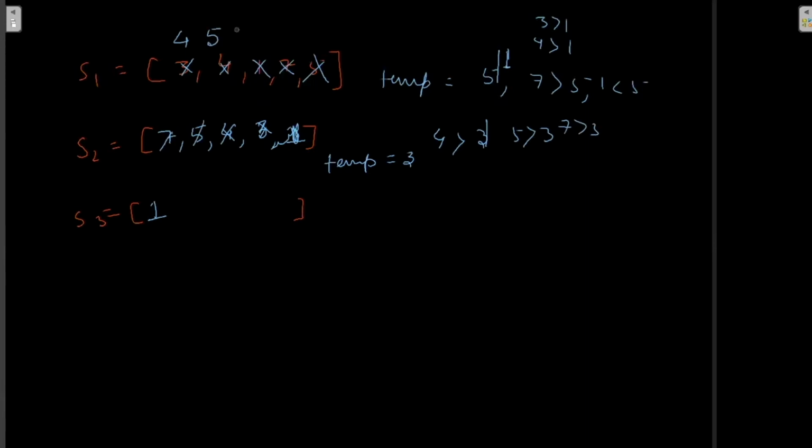When S2 is empty, then I will put the value of temp into S3 again. Then 3 will come here, so 1, 3. Then I will do the same operation till the last. Ultimately, I will get the sorted order in S3, right?